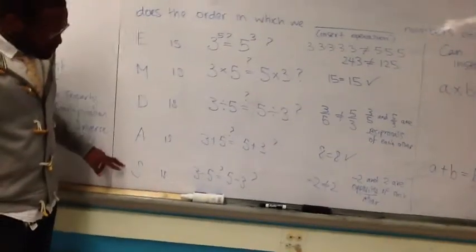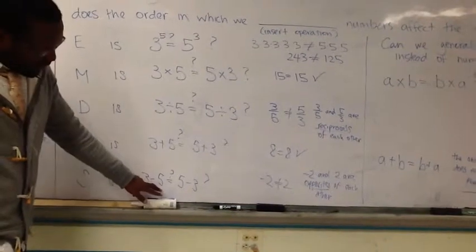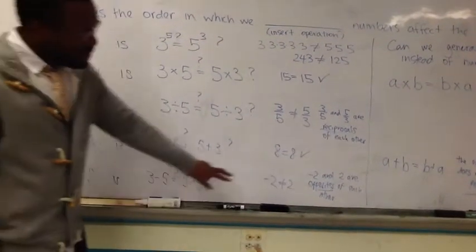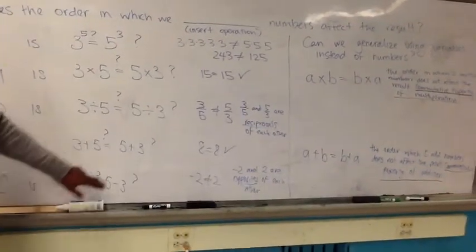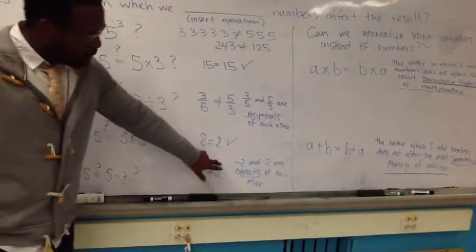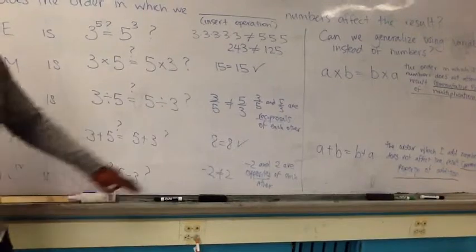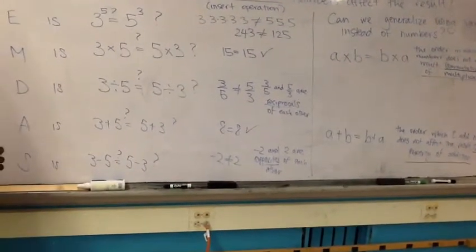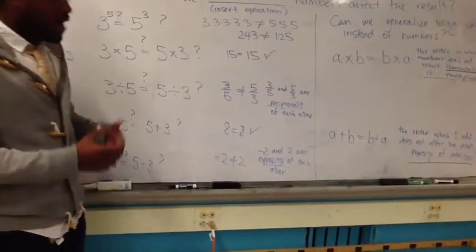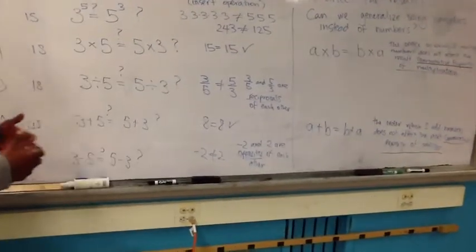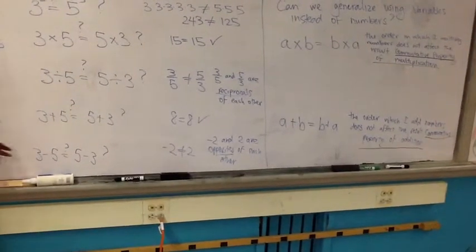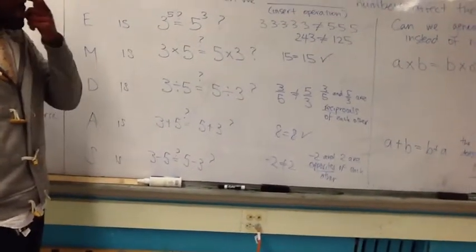For subtraction, we ask, is 3 minus 5 equal to 5 minus 3? Well, 3 minus 5 is negative 2, but 5 minus 3 is equal to positive 2. Because negative 2 and positive 2 are on opposite ends of 0, the students conclude that they are opposites. So negative 2 and positive 2 are opposites of each other, and the order in which we subtract numbers does affect the result.